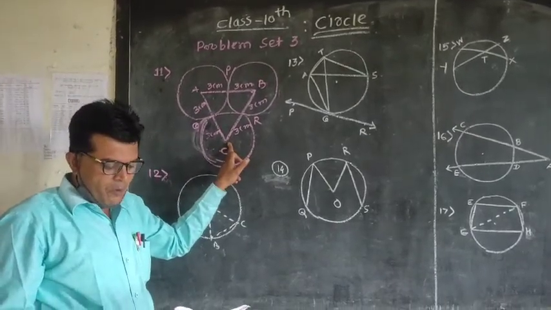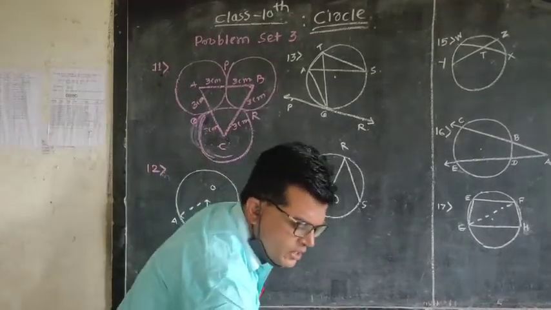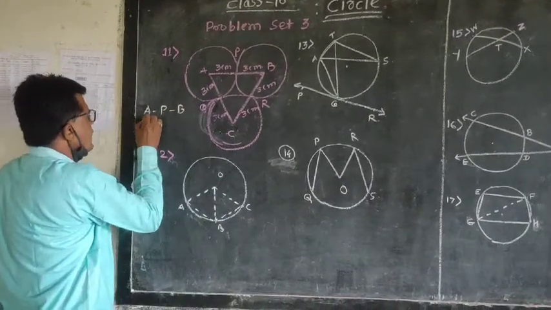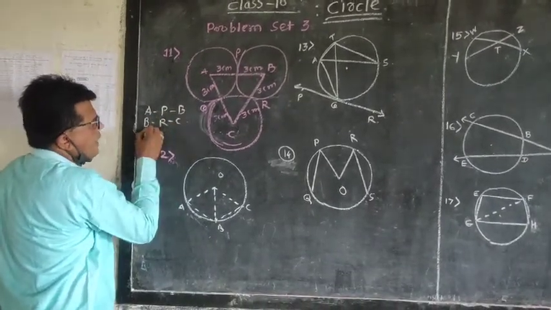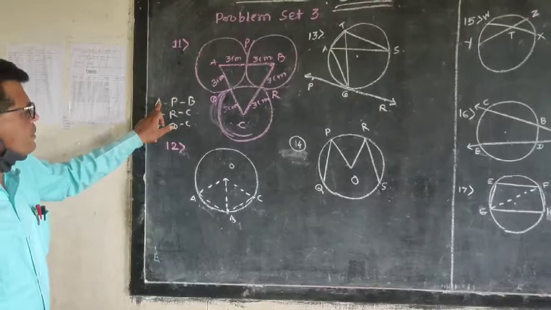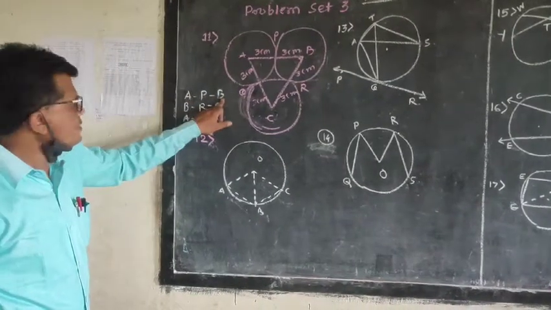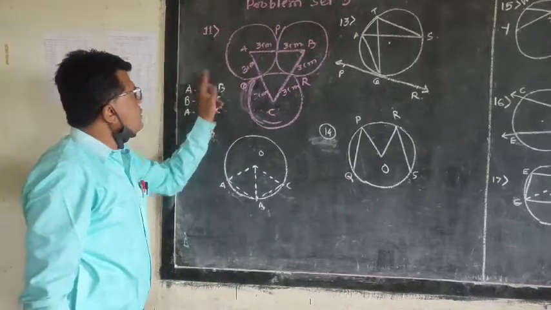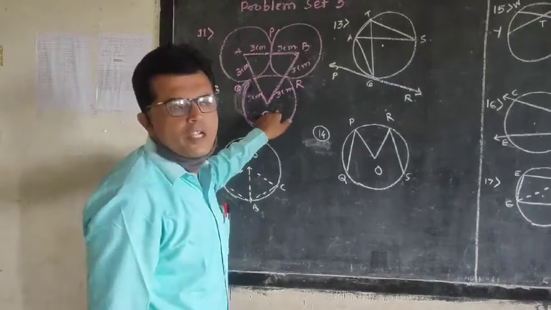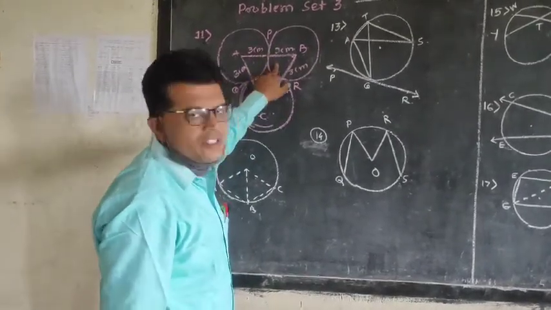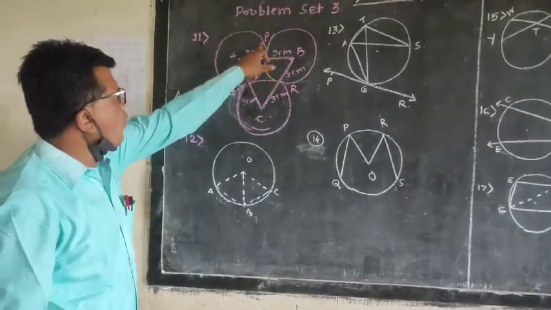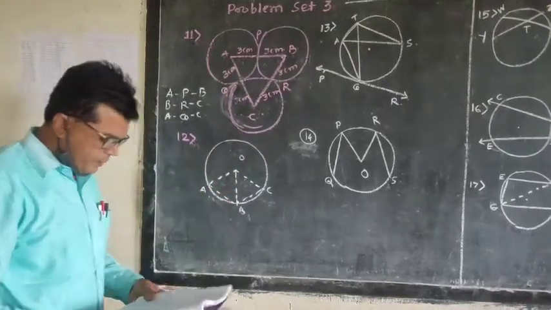Then by the theorem of touching circles, A-P-B, B-R-C and A-Q-C. Here P is the point between A and B, R is the point between B and C, and Q is the point between A and C, and these 3 sets of points A-P-B, B-R-C and A-Q-C are collinear. Then this triangle is known as an equilateral triangle, and we draw 3 circles touching at the points P, Q, R.